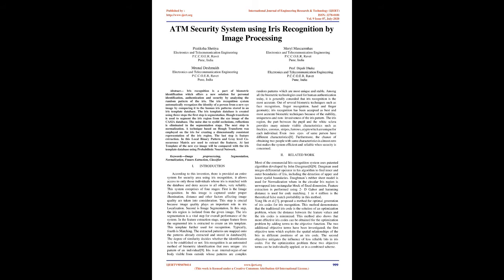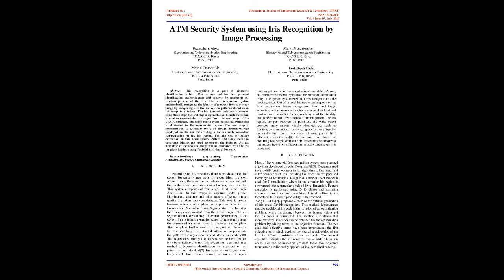A technique based on Hough Transform was employed on the iris for creating a dimensionally consistent representation of the iris region. The last step is feature extraction. In this, local binary pattern and gray level co-occurrence matrix are used to extract the features. At last, the template of the new eye image will be compared with the iris template database using a probabilistic neural network. Keywords: image pre-processing, segmentation, normalization, feature extraction, classifier.